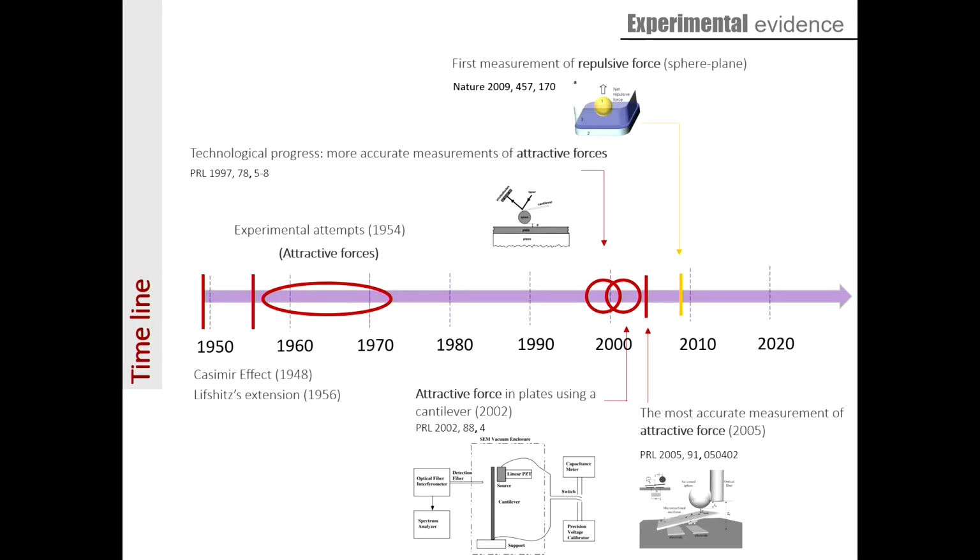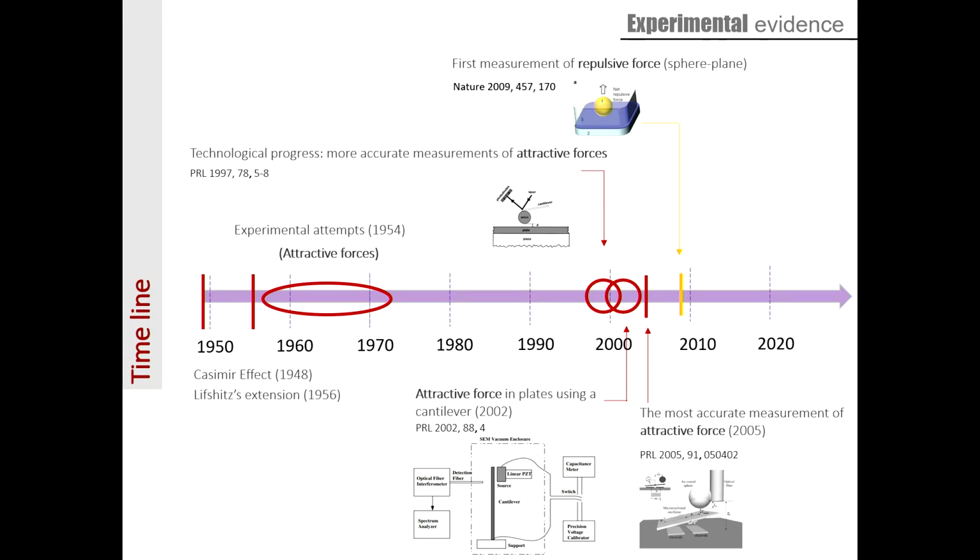In order to give a context on the difficulties in measuring this force experimentally, here I show very briefly, and just highlighting some works, but there are tons of them, how things developed trying to test this force experimentally. We have the Casimir effect and the Lifshitz extension, these two predictions, and then during the next decades, there were some experimental attempts trying to measure these attractive forces, but as we had said before, we need to measure this at the nanoscale, and the techniques at that time were not enough.